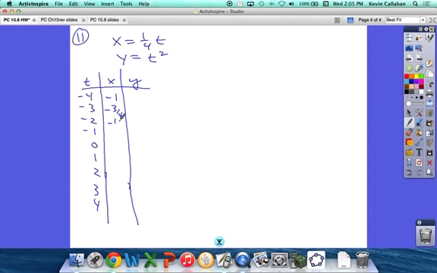-2/4, and -1/4. And 0, and then it'll all be positive: 1/4, 1/2, 3/4, and 1. Then we can put in for the -4 here. We're going to get 16, 9, 4, 1, and 0. 1, 4, 9, 16.